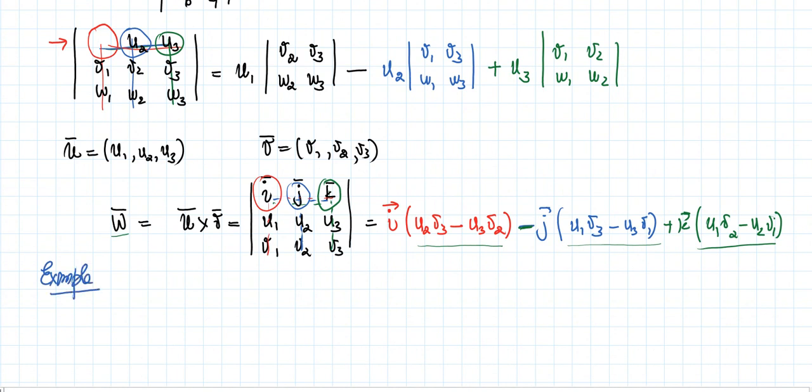So let's say we're given two vectors. U vector has the components 1, 3, and 4. And V vector has the components 2, 7, and minus 5. Okay? So could you please try to find the cross product of these two vectors?